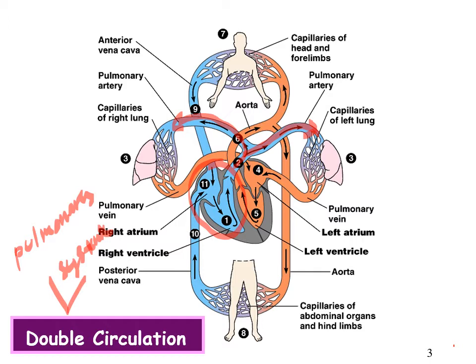Then after gases exchange occurs, oxygenated blood from the lungs will return to the heart at the left side. Then from the left side of the heart will pump oxygenated blood to the whole body. Then after gases exchange occurs, deoxygenated blood from the whole body will return to the heart.